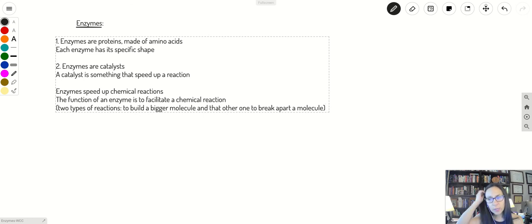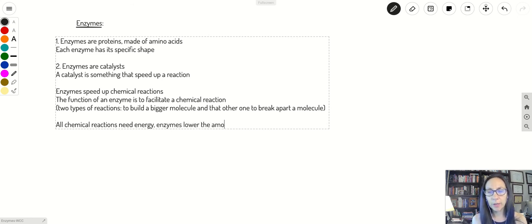And so the way that an enzyme speeds up a chemical reaction is it lowers the amount of energy required for that chemical reaction to take place. So I'm going to say all chemical reactions need energy. And enzymes lower the amount of energy needed for the chemical reaction to take place.